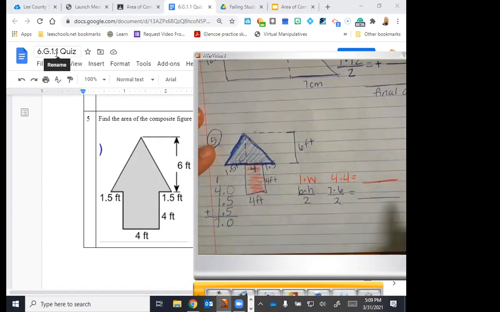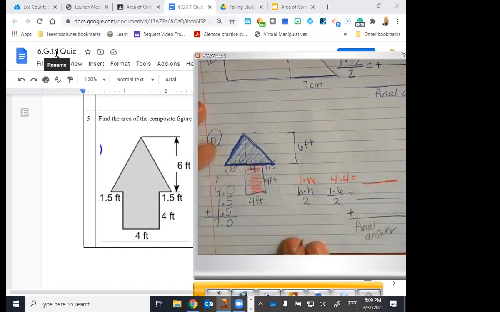And what's the last step? You've been doing it all along now. What's the last step? That's right. You have to add all of your answers together. Add your rectangle plus your triangle, and you'll get your final answer. So again, pause the video, do the math, type in your answer.